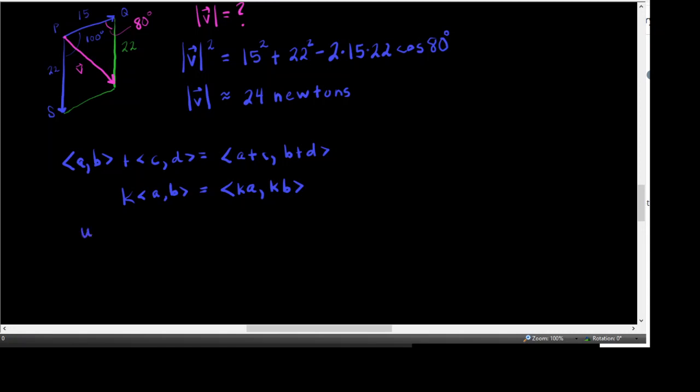If u is in component form a1, comma a2, that would imply that the opposite of u, which is -1 times our vector, will be the opposite of a sub 1, comma the opposite of a sub 2. So again, you just distribute.